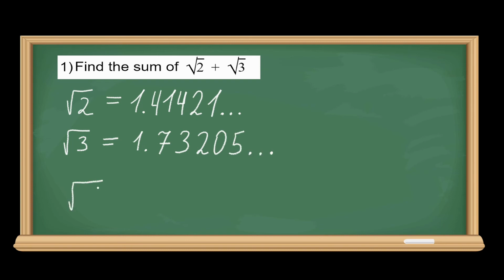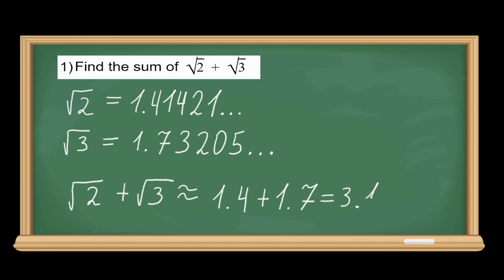So now we can assume that the sum of the square root of 2 and the square root of 3 will approximately equal the sum of 1.4 and 1.7. And the answer will equal 3.1.